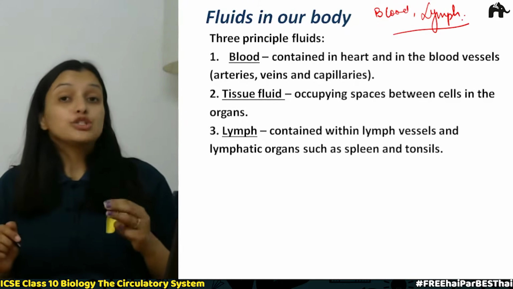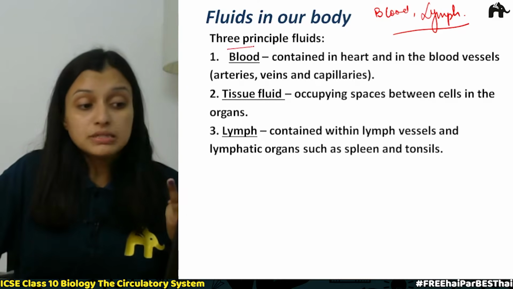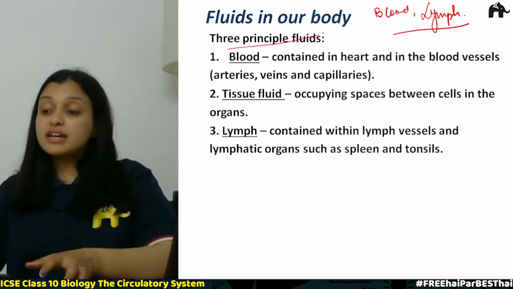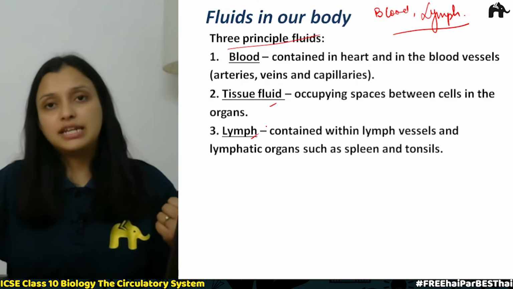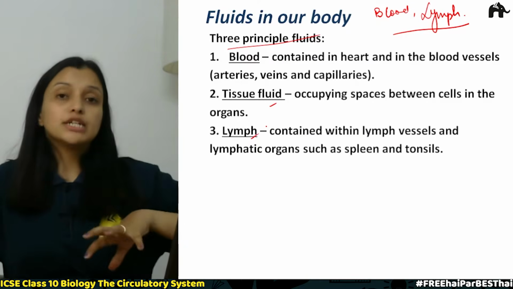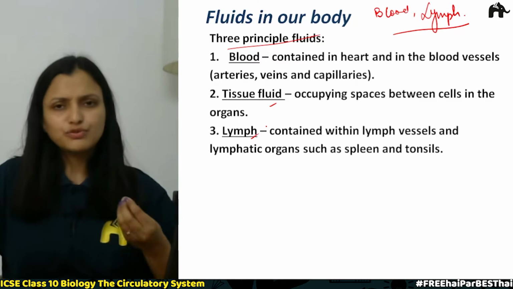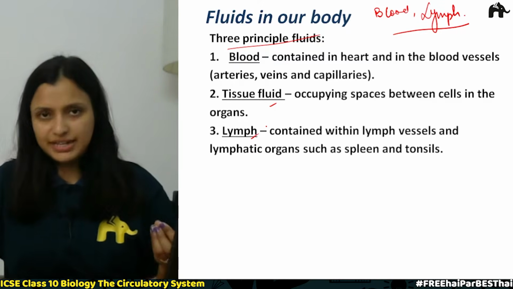Now there are actually three principal fluids. How many principal fluids are there? There are three principal fluids. So one is blood, tissue fluid, and the lymph, right? So we will study all of them in detail. First of all, we'll just find out where we find these fluids.